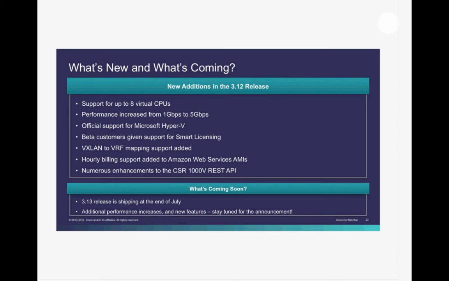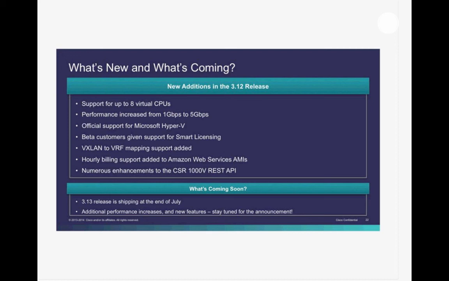And we talked a little bit about Hyper-V. So that was the last of the major hypervisors that we needed to add support for. So now in the 3.12 release, Hyper-V is supported along with all of the previous hypervisors, so VMware ESXi, Xen, KVM, and now Hyper-V is all covered. Smart licensing, beta customers are now trying out the smart licensing service, and it'll be generally available in the next releases.